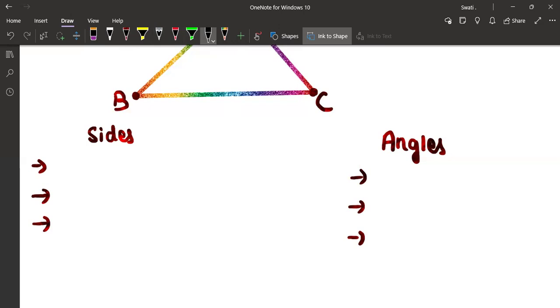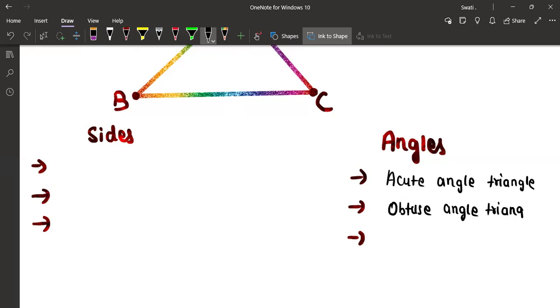So tell me, on the basis of angles, you know the name as acute angle triangle. Obtuse. Very good. Obtuse angle triangle. And one more. Right. Very good. That is correct. So on the basis of angles, we have three types of triangle: acute angle triangle, obtuse angle triangle, and right angle triangle. On the basis of sides, how many do you know?